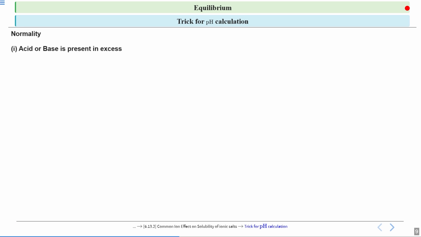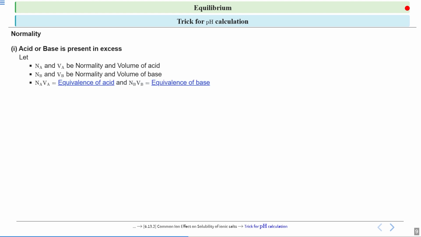Next, we can take the case of base also. Suppose the base is present in excess, then what will happen? Let us assume first of all that Na and Va are the normality and volume of acid, and Nb and Vb are the normality and volume of base. Then the equivalence of acid will be NaVa and the equivalence of base will be NbVb. If the base is present in excess, then the excess equivalence of base would be NbVb minus NaVa. This gives you the extra base contribution.